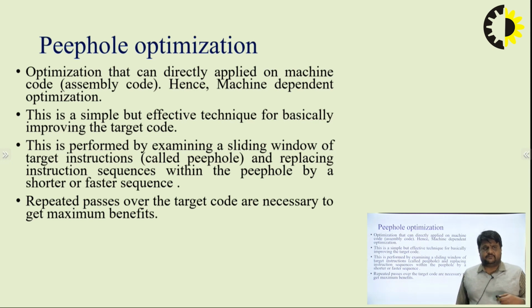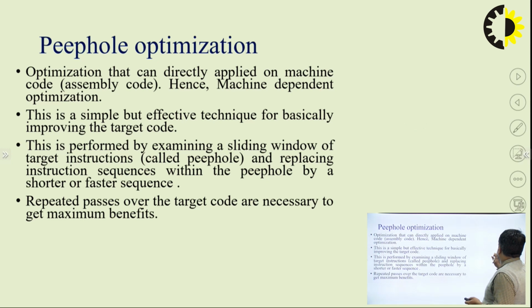This is a very simple and effective technique for improving the target code. In peephole optimization, we examine the code by sliding a window over the target instructions. That sliding window is called the peephole, and we replace the instruction sequence that falls under that window by a shorter or faster sequence of instructions. Such optimization is called peephole optimization. To take greater advantage of it, we perform repeated passes over the target code, because sometimes redundant or dead code remains after improving the code.